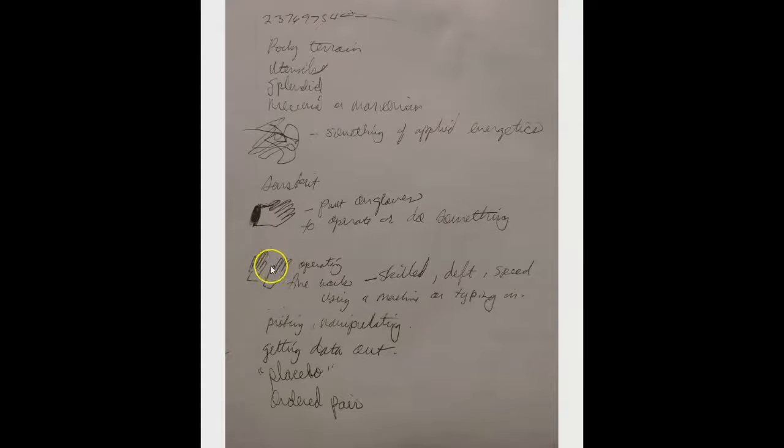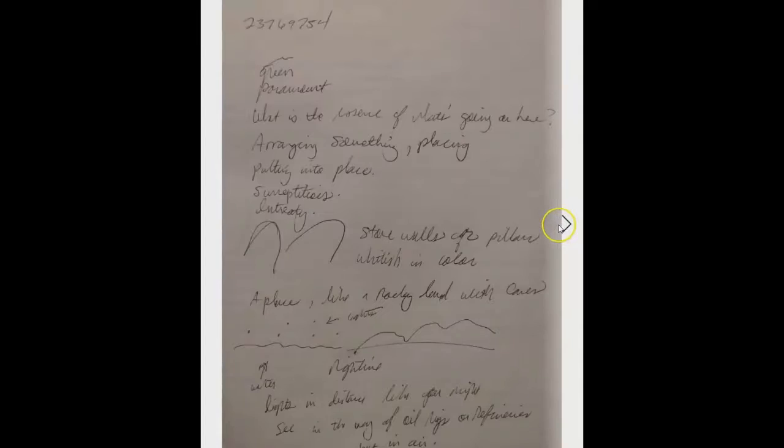Now I had this image of someone using their hands in a skilled fashion, very professional, intent, working on something, almost like at a work table. Deft speed, using a machine or typing in. Probing, manipulating, getting data out. Order, pair, order and pair, and all this stuff kind of comes up. Paramount. What is the essence of what's going on here? Okay, so arranging something, placing, putting into place.